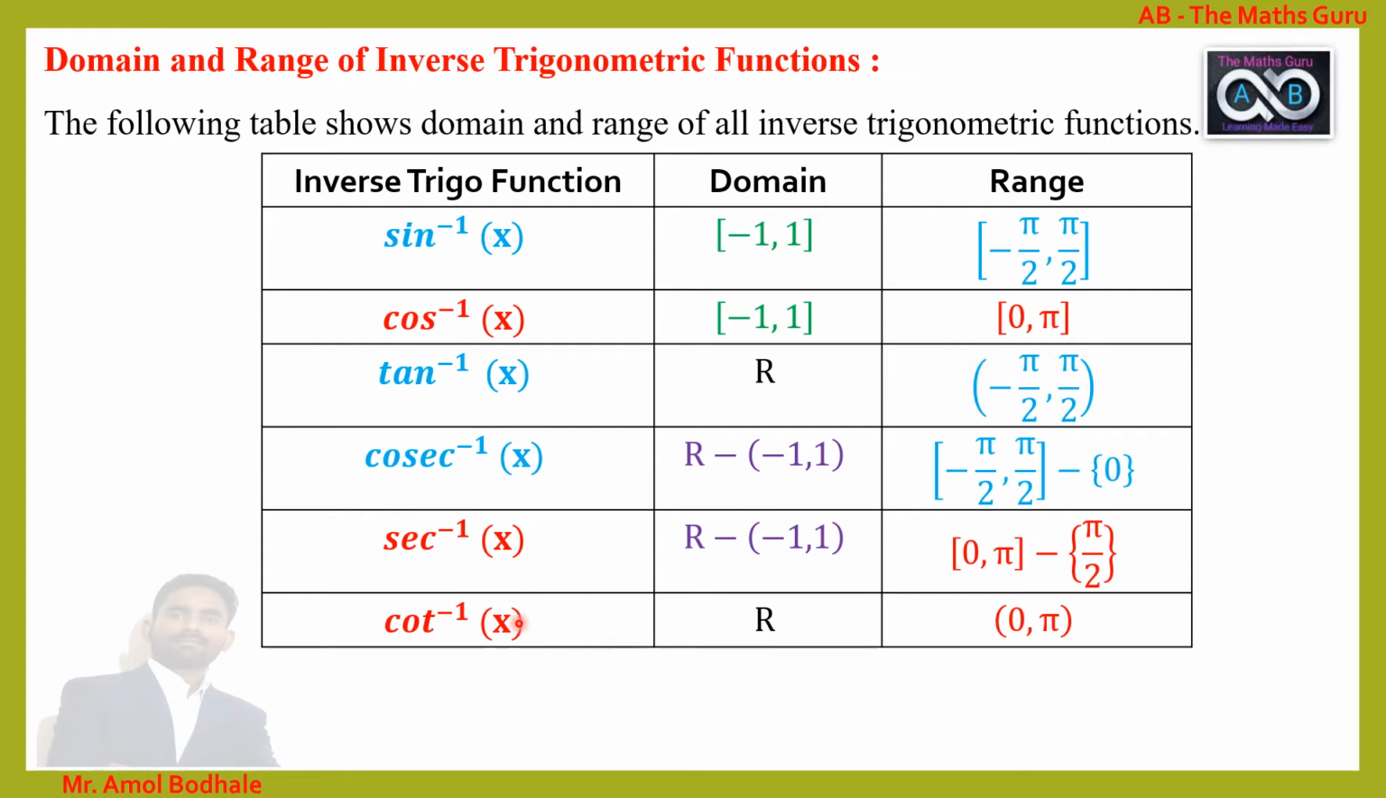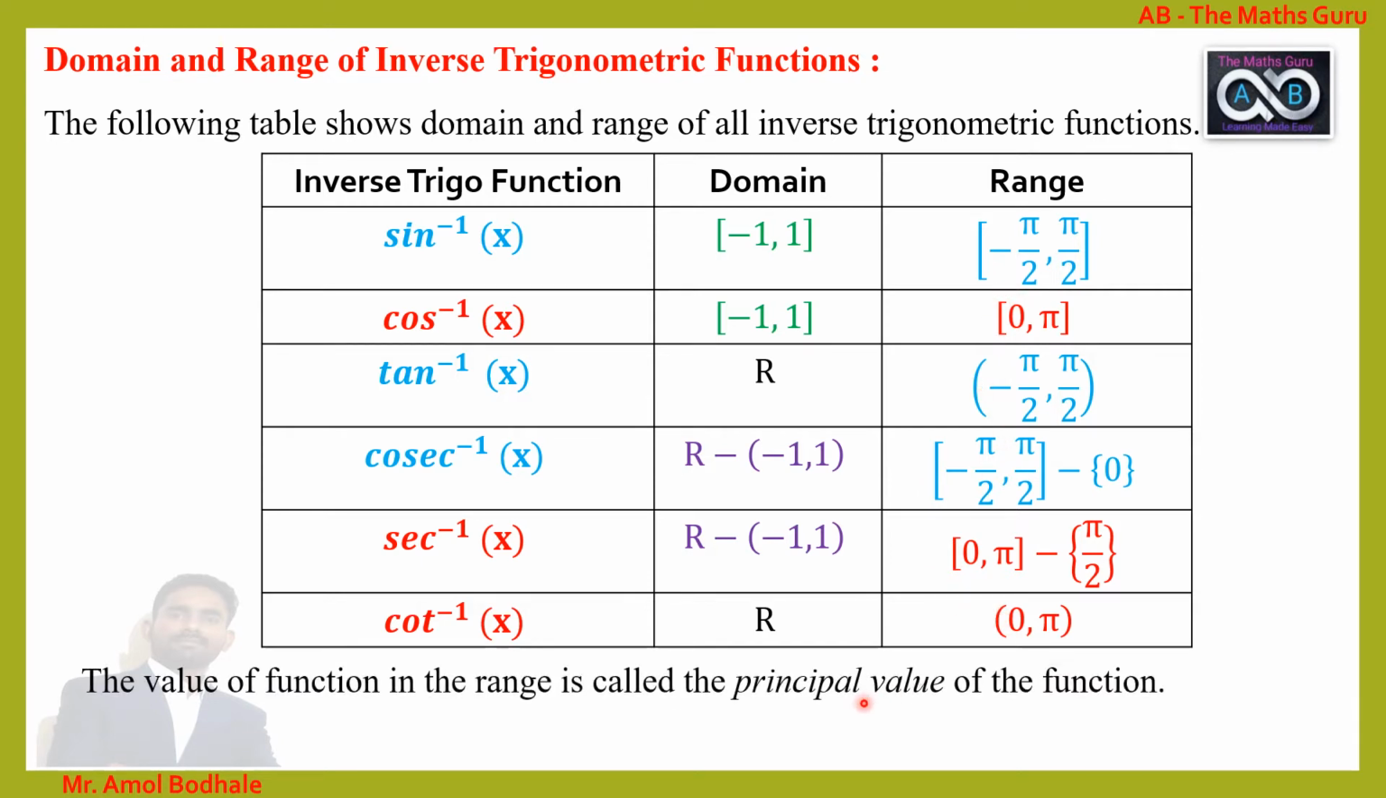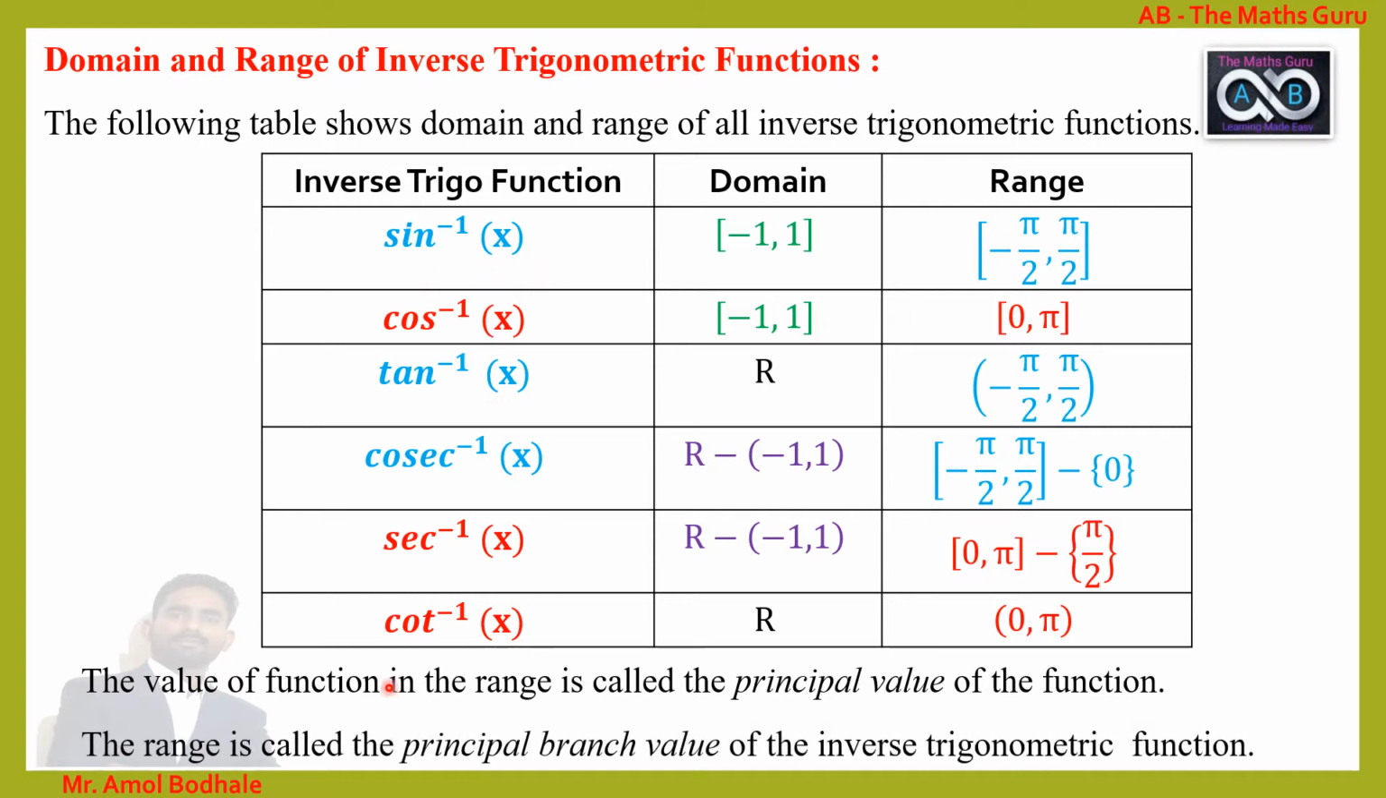Similarly, the range of cot inverse is open interval 0, π. Similar to cos inverse and sec inverse, instead of close interval we have to take open interval. So to find the principal values, we must know the range of each and every inverse trigonometric function. Here the ranges are also called the principal branch values of inverse trigonometric functions.